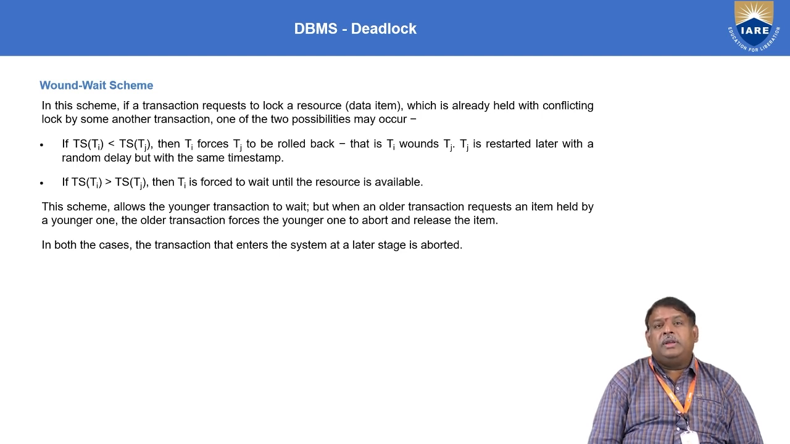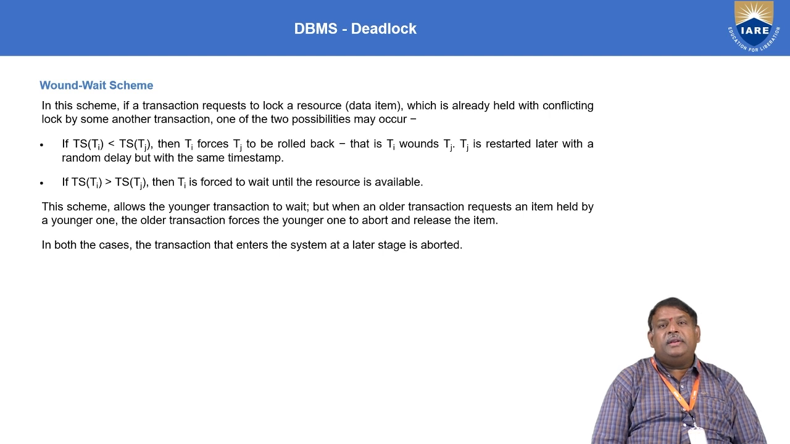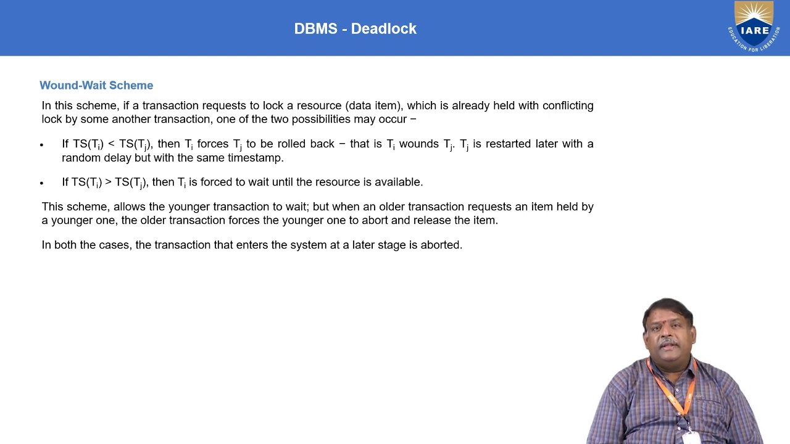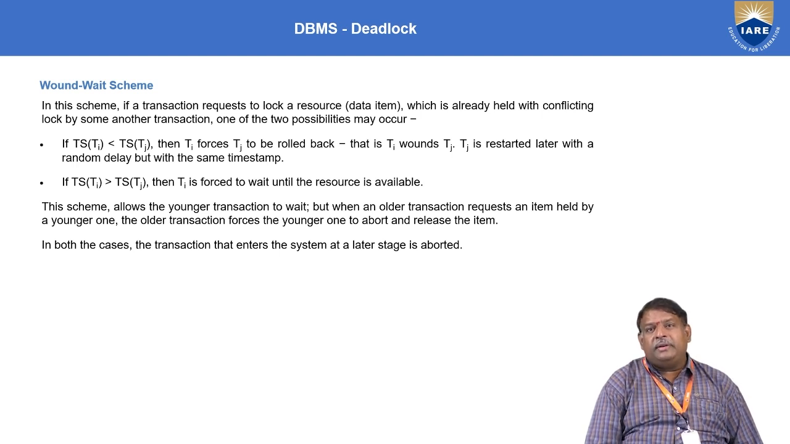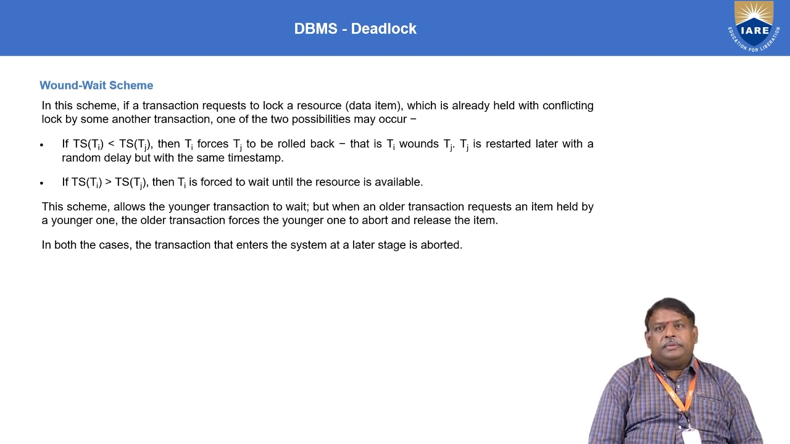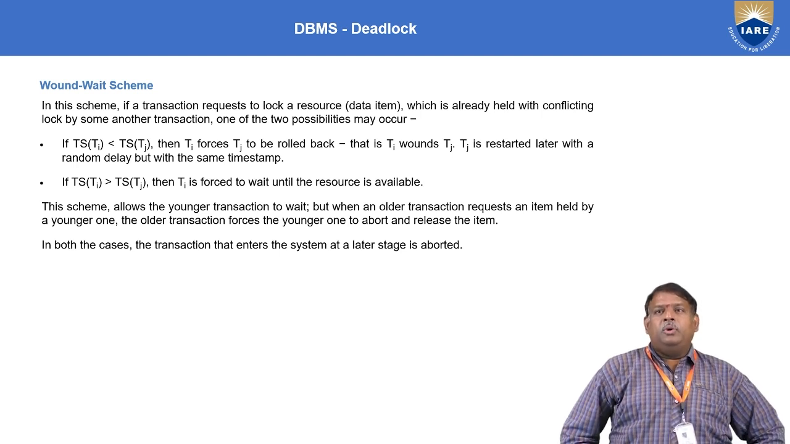If the timestamp of Ti is less than the timestamp of Tz, then Ti forces Tz to be rolled back. That is, Ti wounds Tz. Tz is restarted later with a random delay, but with the same timestamp.